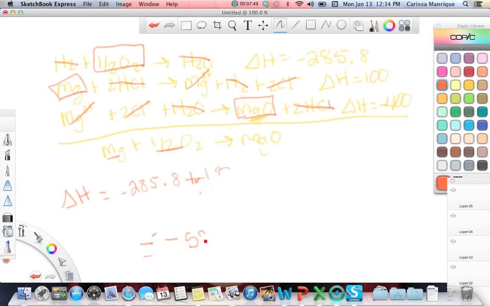Negative 585.8 kilojoules. So hopefully having one more example helps you.